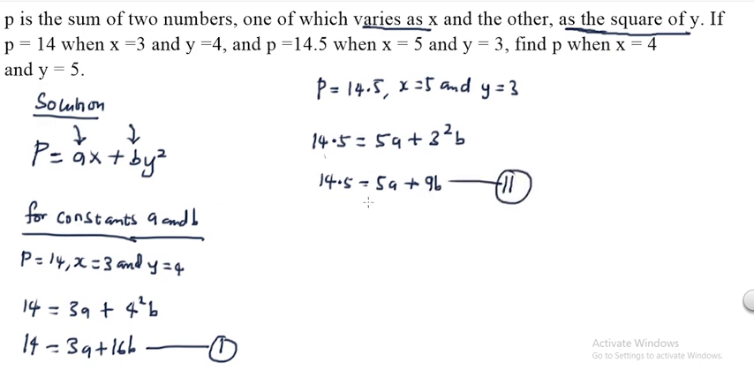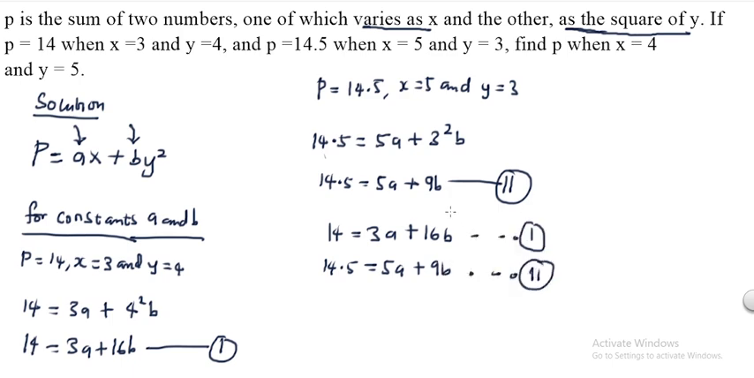Now, like I did before, we collect the two simultaneous equations together. So the first equation is 14 is equal to 3A plus 16B. And then the second equation is 14.5 is equal to 5A plus 9B. This is equation 1. This is equation 2. Now, like I said before, we have two variables we are dealing with in these two equations. The variables are B and A.